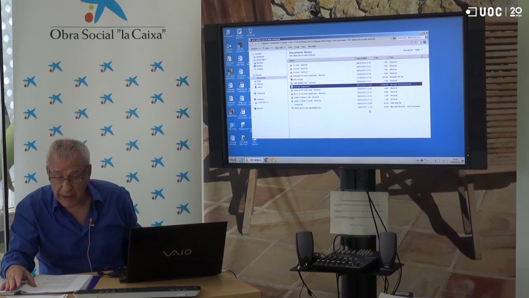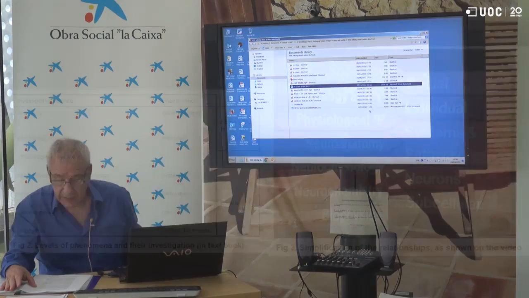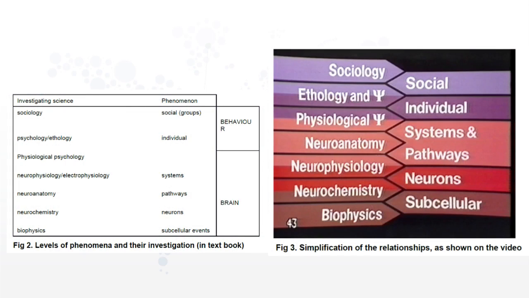Neurophysiology, if we look at that, on the left it's both pink and red, and it relates to systems and pathways, but also to neurons, which is red. And just below that, neurochemistry relates to both neurons and subcellular. Now, there's an enormous number of simplifications. You're going to have diagrams that are complicated like this, which on video you'd want to simplify.